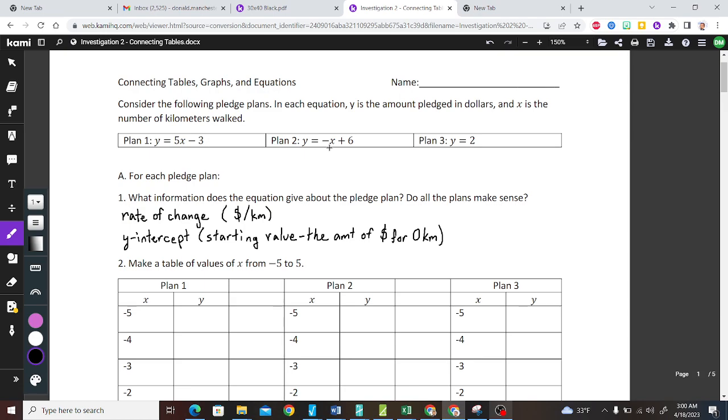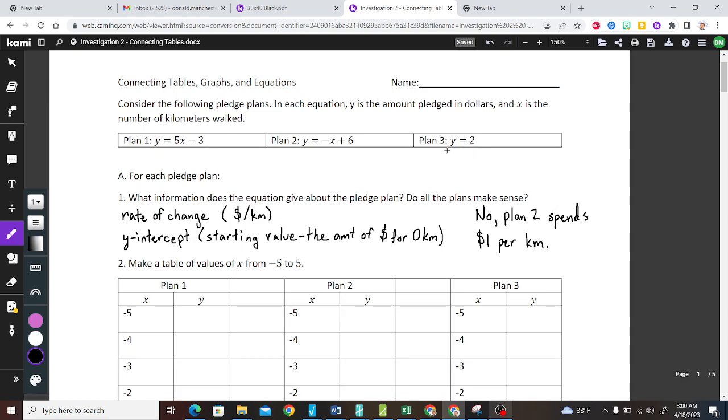Plan 2, however, has a rate of change that's negative, which means we're paying out $1 for every kilometer we walk. So, do all the plans make sense? No. Plan 2 spends $1 per kilometer instead of gaining. Well, $1 per kilometer, sorry.